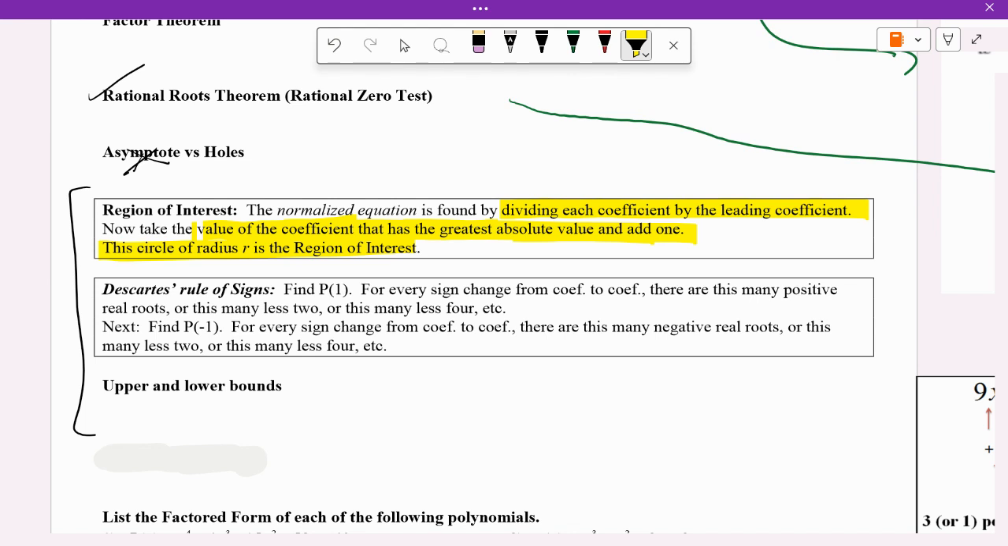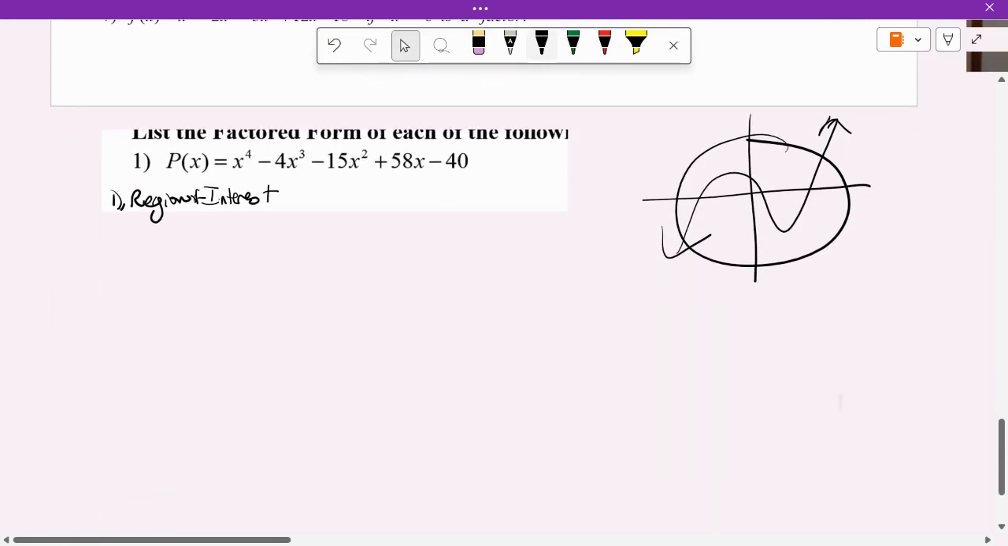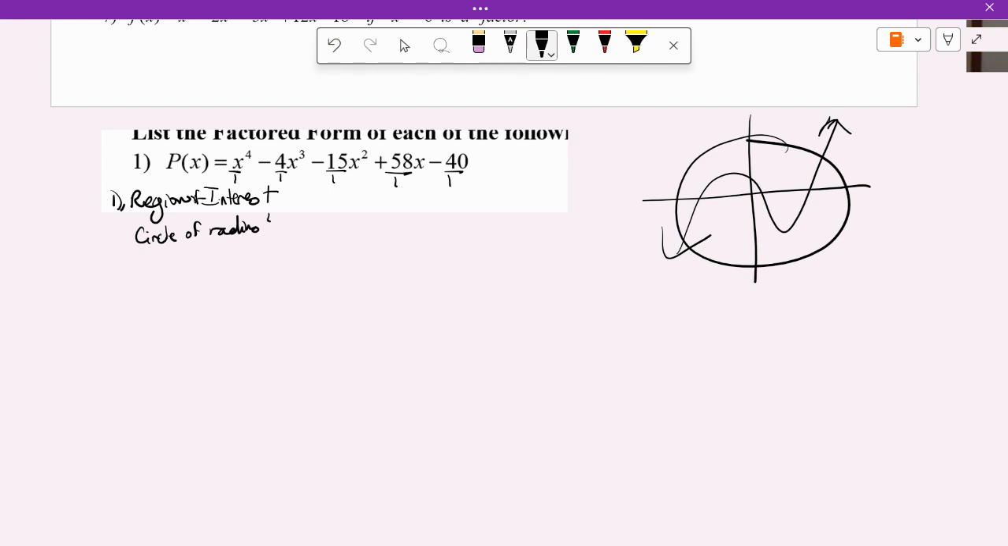So to get my region of interest, which is, like I said, that circle of some certain radius where all the exciting stuff is happening. That's what we're looking for. So you're going to divide each one of your coefficients by the leading coefficient. What is the leading coefficient here? 1, right. So if I divide each one of these coefficients by 1 and then take the absolute value of the largest one, what do I get? 58. That's right. And then add 1 to that, and what do we get? 59. So my region of interest is a circle of radius 59.